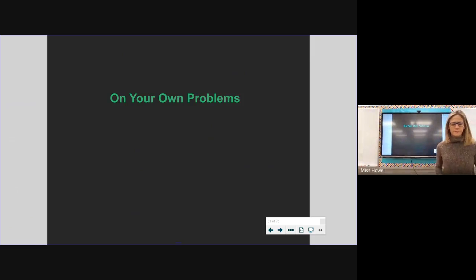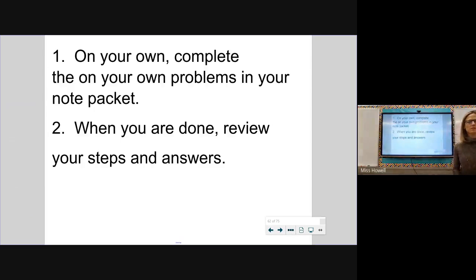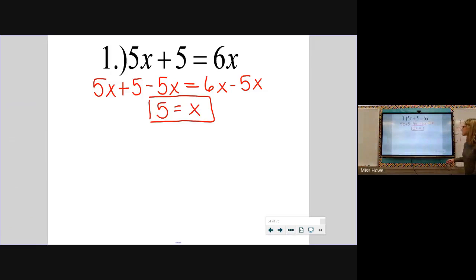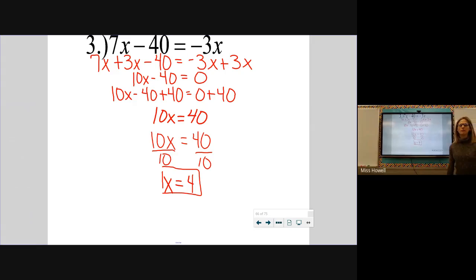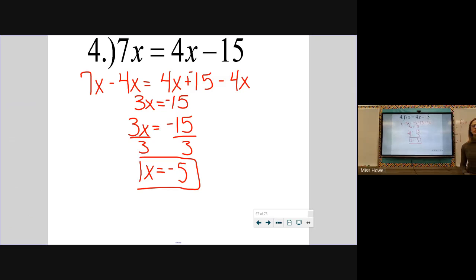All right, hopefully at this point you have finished your on your own page of your packet, so let's go through these. All right, number 1, we should have a 5 equals x, or I might have an x equals 5. All right, number 2, we should have an x equals 12, or we might have a 12 equals x. Number 3, we should have an x equals 4, or again, we might have 4 equals x. Number 4, we should have an x equals -5, or we might have a -5 equals x.